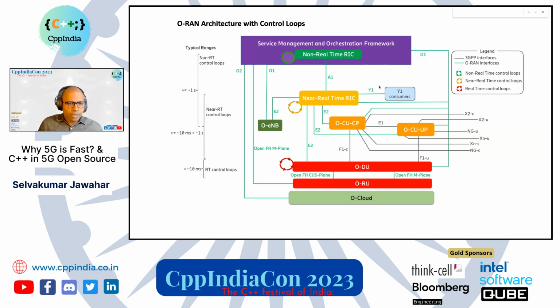ORAN is fully compatible with 3GPP technologies. All the interfaces which you see here are 3GPP interfaces. So it can talk to a 3GPP core and to other 3GPP gNB components. This adds on to the 3GPP technologies. These two layers which you see in red are currently implemented in hardware. This is the distributed unit, and this is the radio unit. The radio unit is typically the antennas, and the distributed units are the things which control the radio unit.